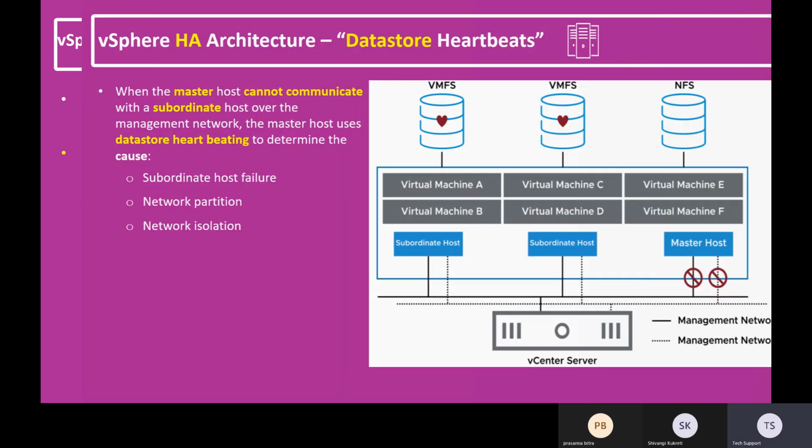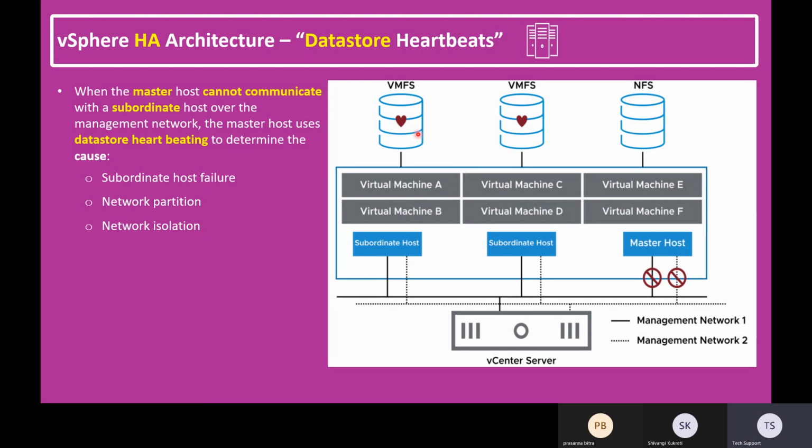And the datastore heartbeats. So in the same diagram, but instead of heartbeat communication through the management network, the heartbeat is going through the datastore layer. Okay, when a master host cannot communicate with a subordinate host over the management network, the master host uses a datastore heartbeat. This is the key point.